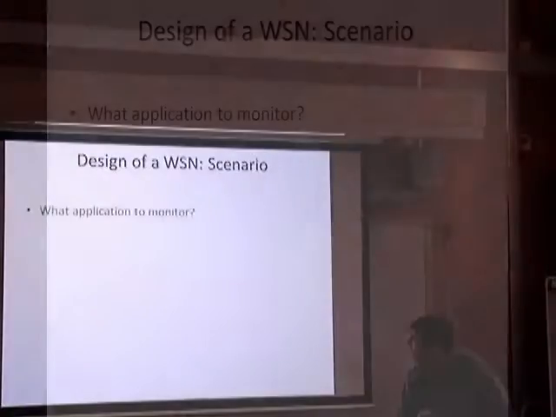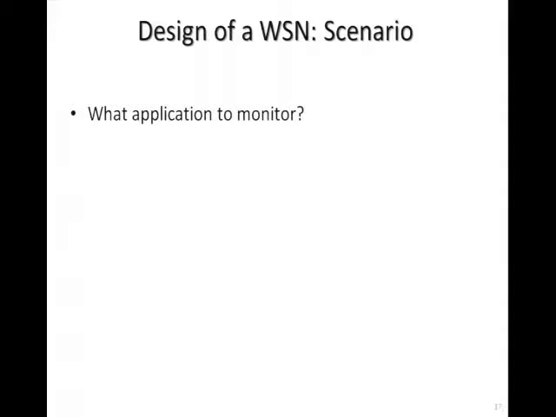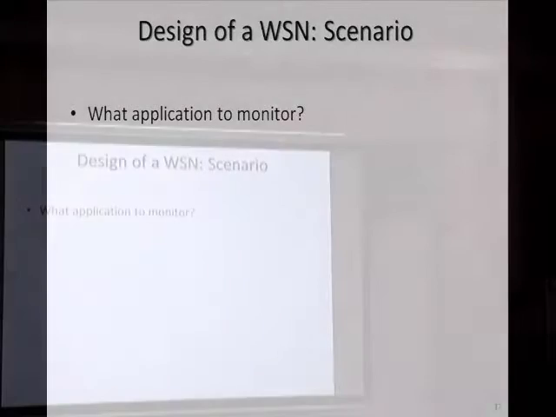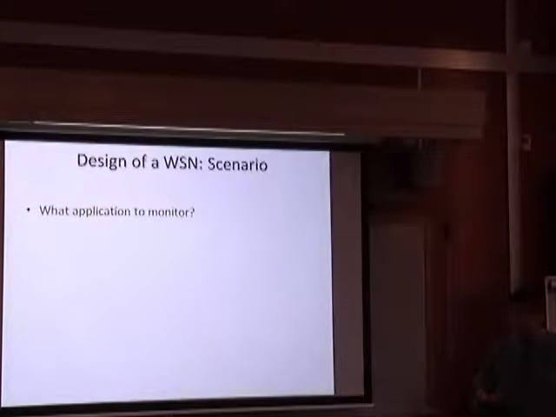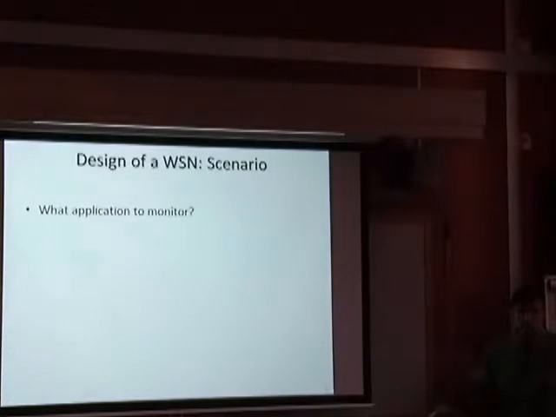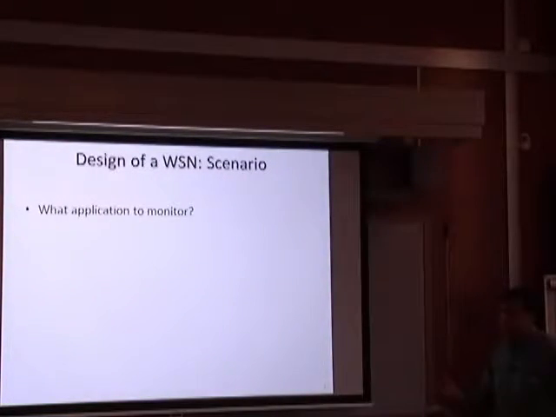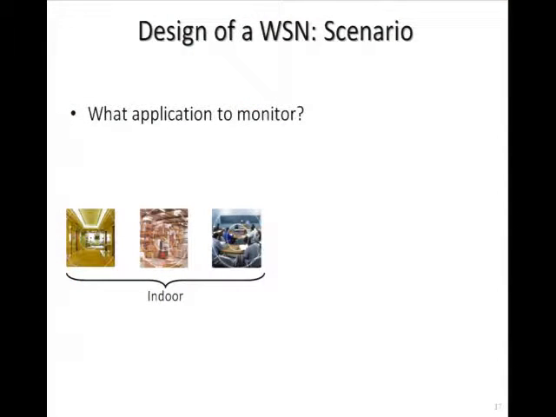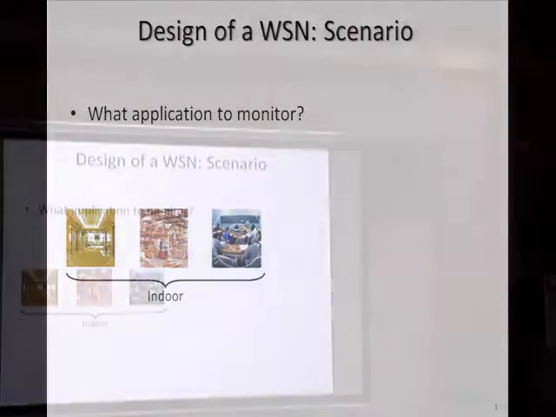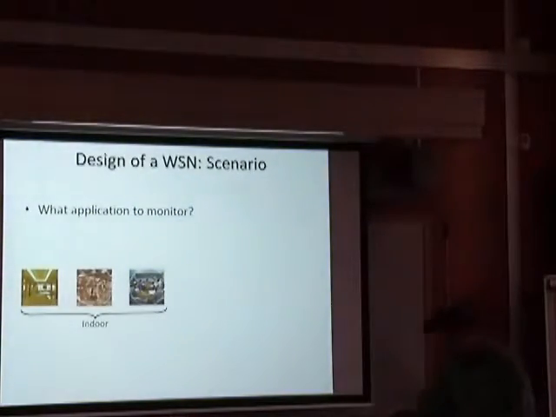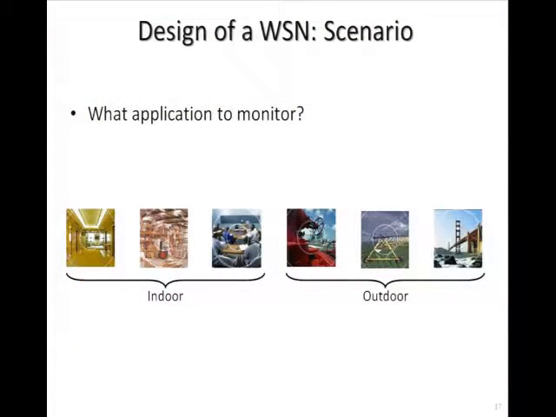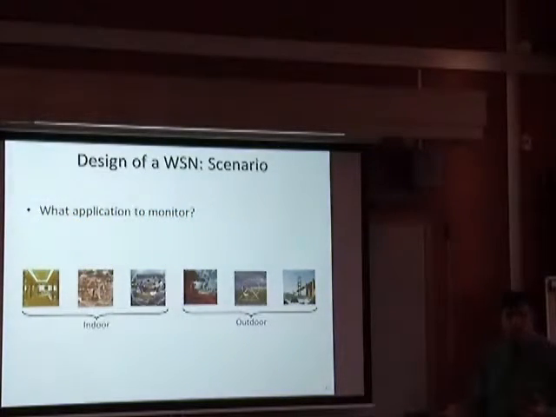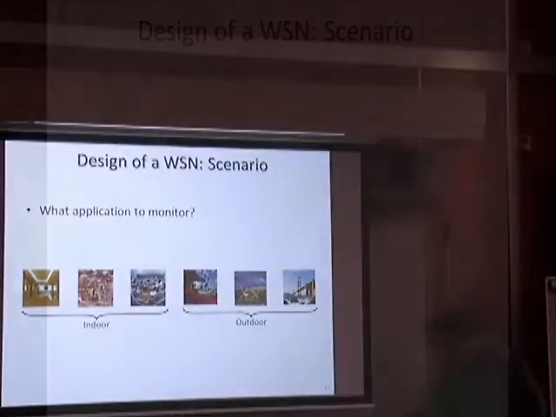Okay. So what I'll show you now are some technical questions that come up when you are designing this kind of network. The first one is, what kind of application do you want to monitor here? Because, for instance, you can start by saying, okay, I am going to monitor an indoor application or an outdoor application. So depending on the kind of application you're going to monitor, naturally, you deal with different requirements. Okay.